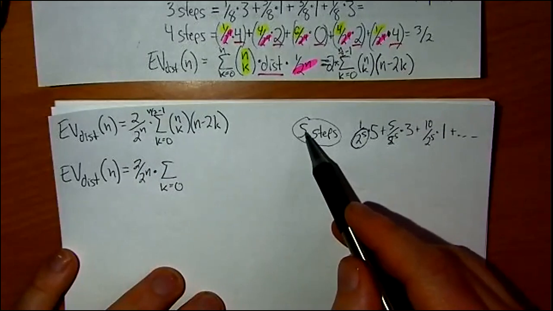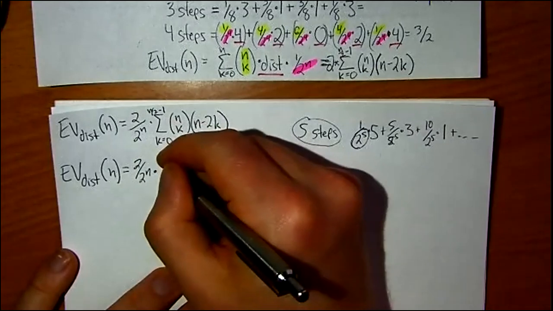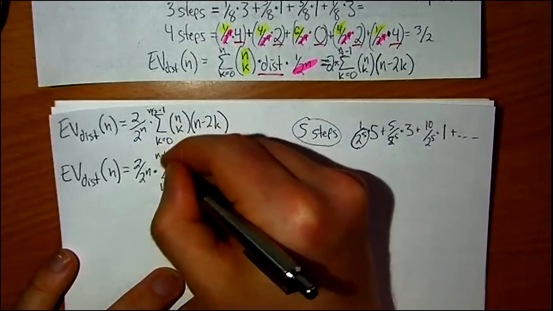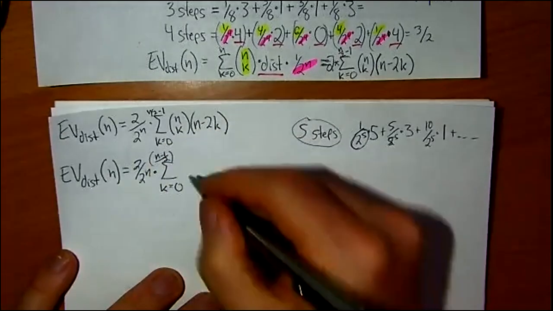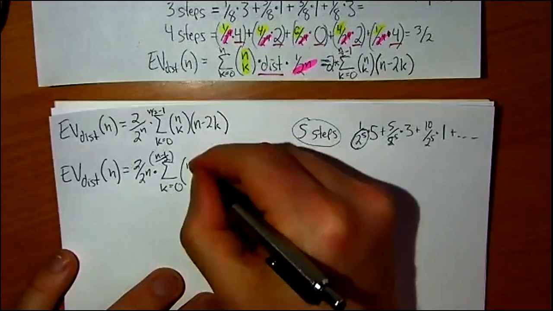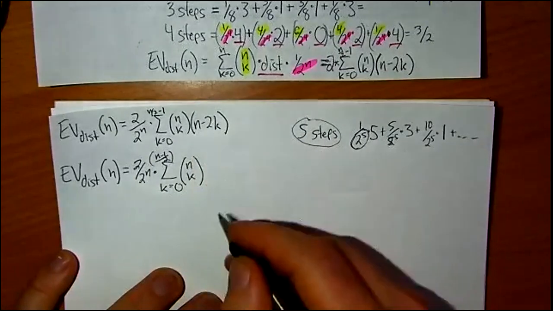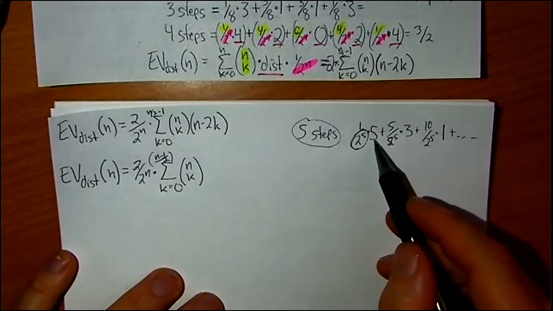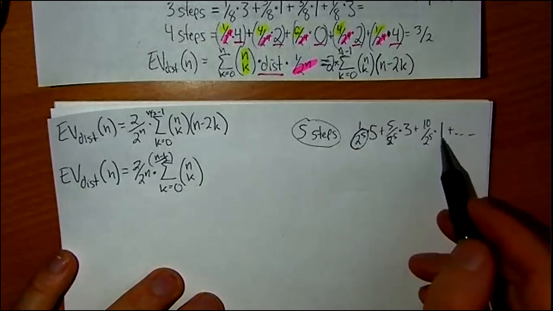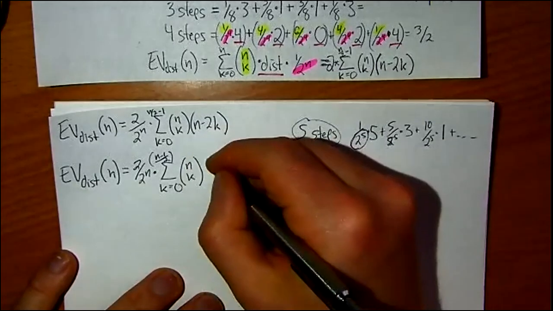So that would be n minus 1 over 2. I see. N minus 1 over 2, right? Times n choose k times, again, n minus 2k. So that's n minus 2 times 0, n minus 2 times 1, n minus 2 times 2. Yep.